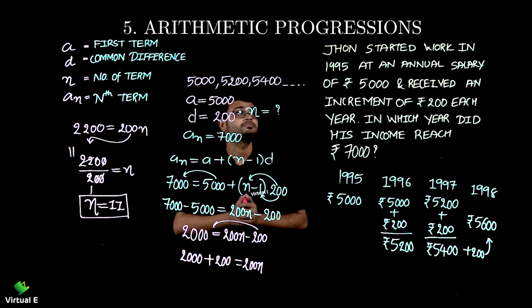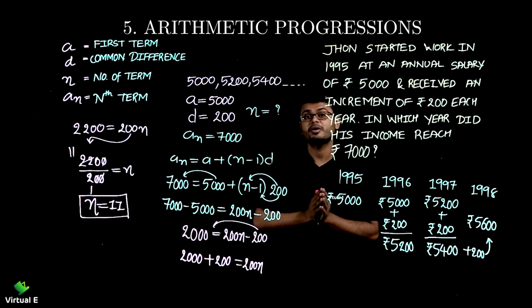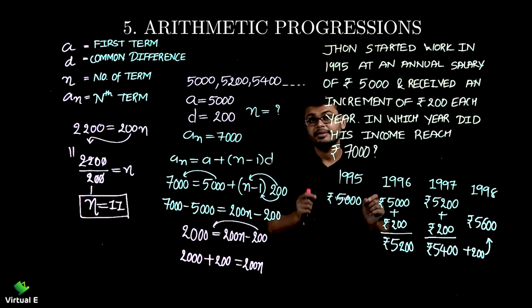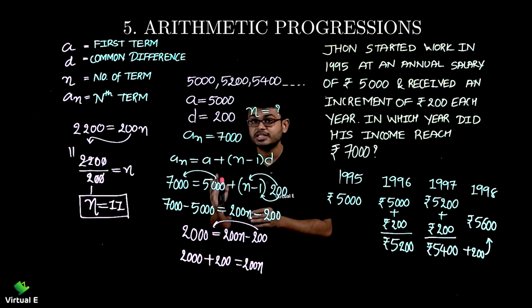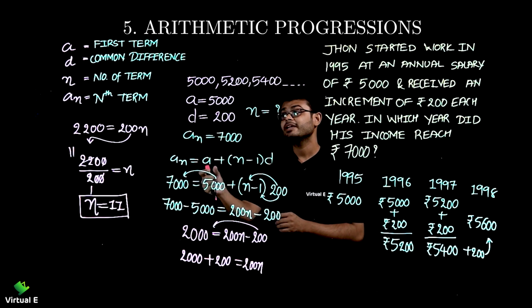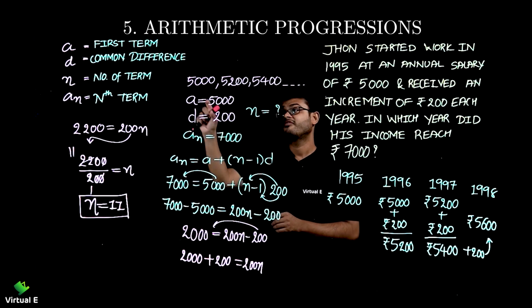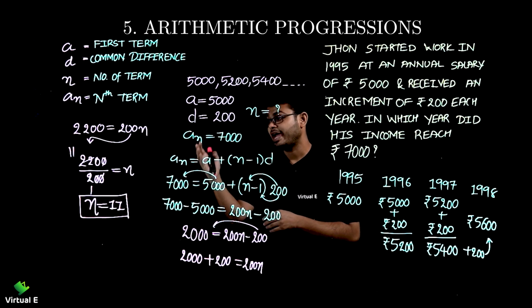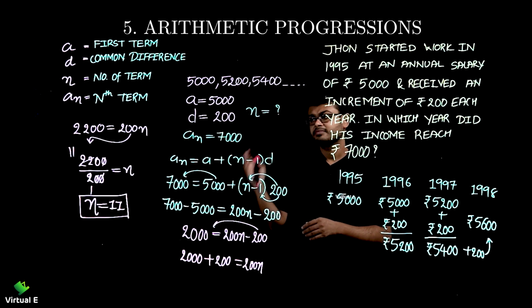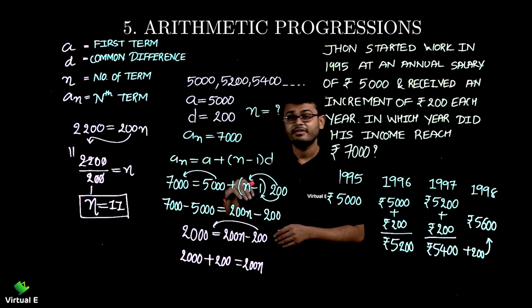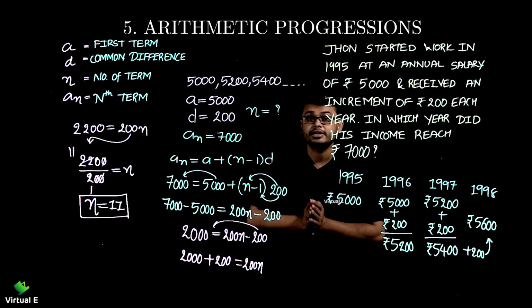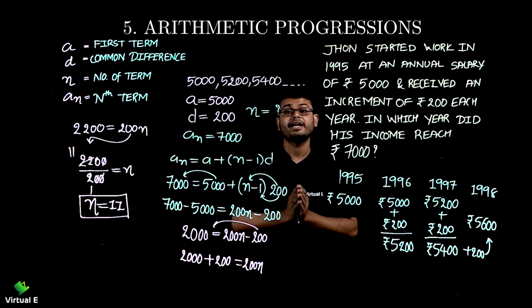Let's recall the steps. First of all, read your question properly, try to understand it, then form the AP. Most important step: AP is not given, conditions are given, the value of A is given, D is given. Indirectly, you need to identify which is A, which is D, then form the AP. Then identify what you want to find, the value of N or the value of AN. Then use the formula, substitute the values, get the answer. This is how we solve problems related to finding the term.